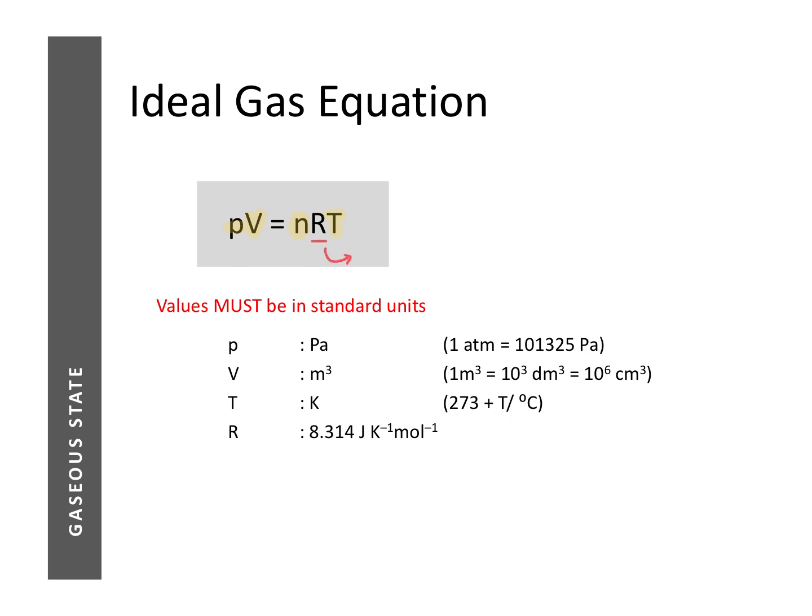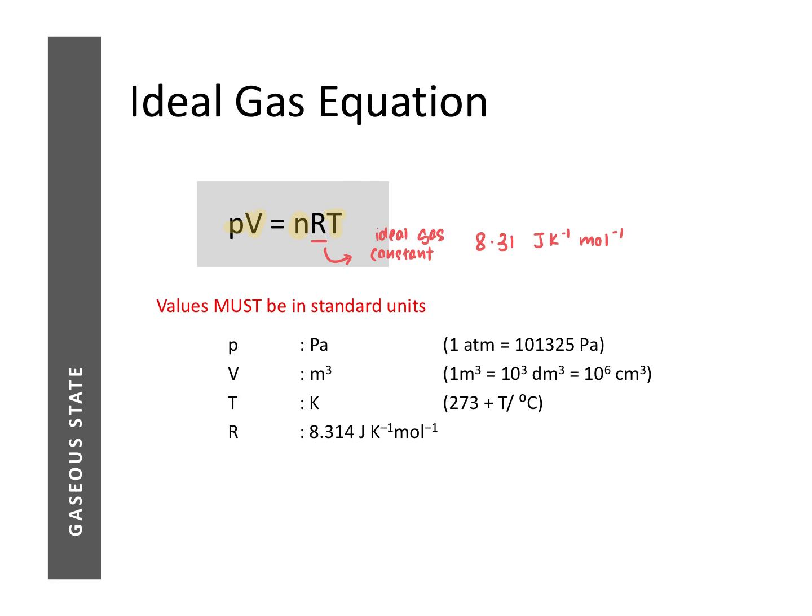R is actually a constant, so it has the same value for any gas. We call this the ideal gas constant, and the value of the ideal gas constant is 8.31. It has a unit, which is joules per kelvin per mole.